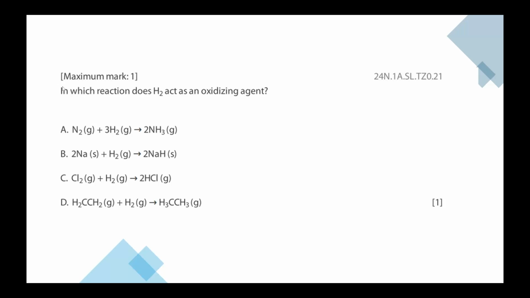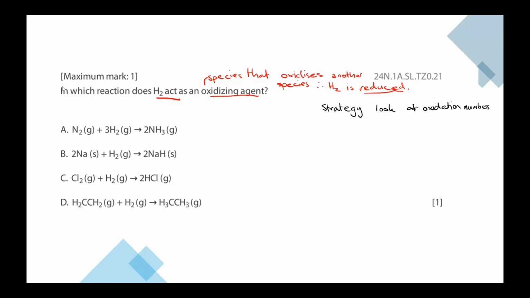Alrighty. So let's have a look at this fun question. I like this question, but as I said, it gets tricky if you haven't practiced them for a while. So we're looking at hydrogen gas in this one, acting as an oxidizing agent. So that's a species that oxidizes another one. Therefore, we're looking for hydrogen being reduced. Now, what strategy are we going to use? We're going to look at the oxidation numbers.